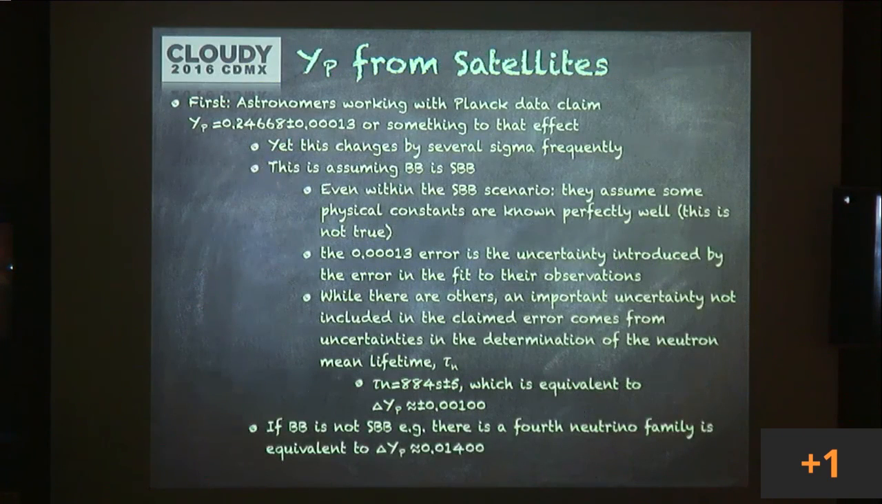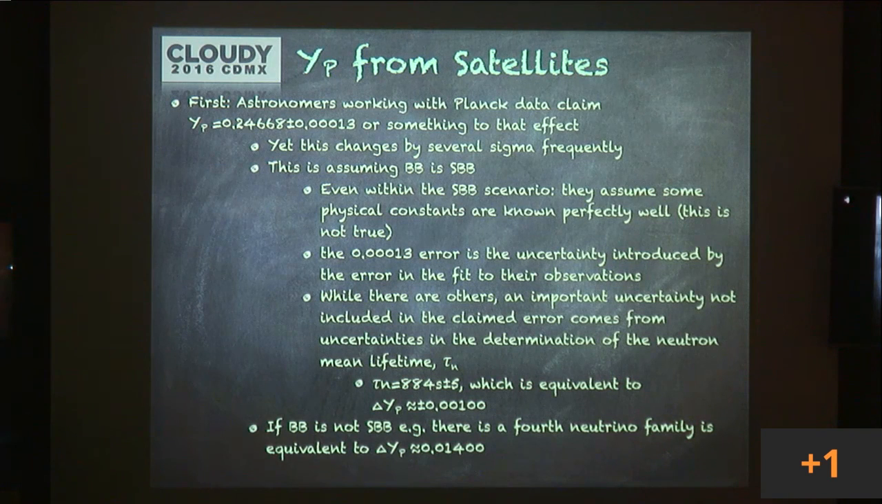So I'll say a little bit about the determinations from satellites. If you read their papers, if you believe in that, you find determinations with tiny error bars. So 13 parts in 100,000 is what they said in the last one. But if you keep on this for several years, this changes a little bit more than what they'd like.